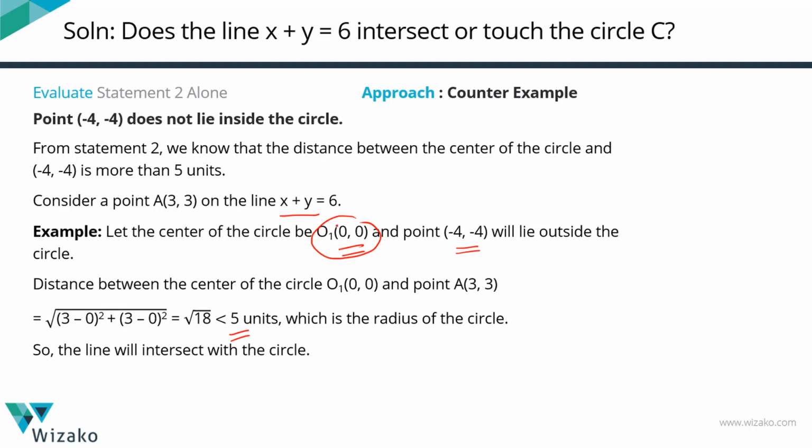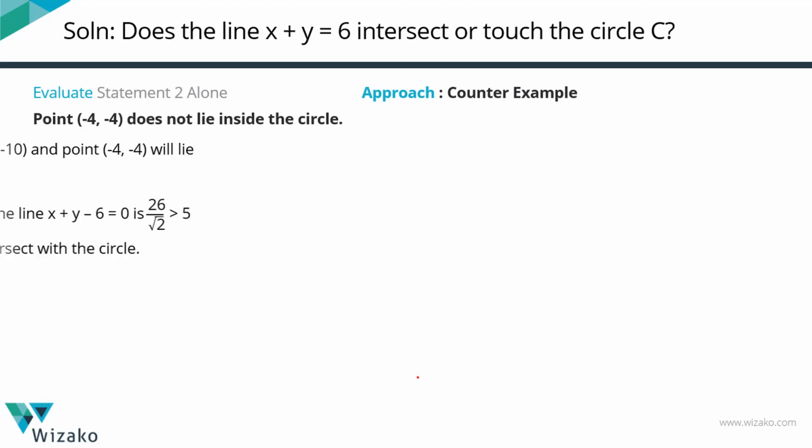So, center at 0, 0 and a point 3, 3. We didn't even compute the perpendicular distance. We found some point which is lying there, which is good enough. The answer is yes. Does this line intersect with the circle? Yes, it intersects. Now we're going to go to a different point.